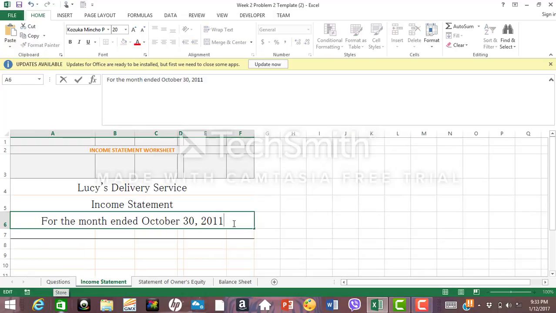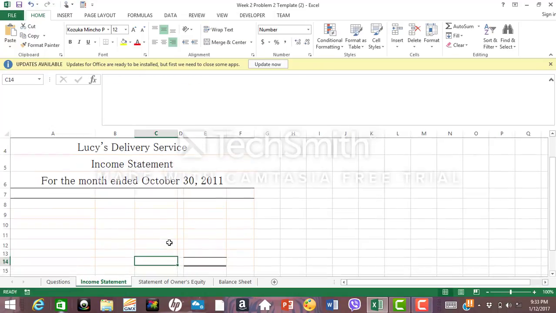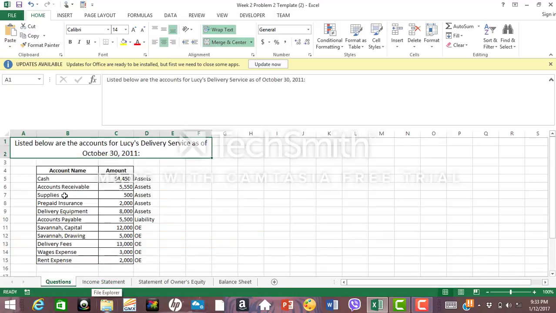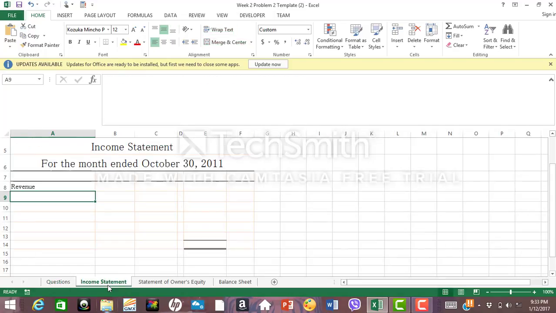All right, so the next thing is we want to go down here so we can enter the transactions. The income statement is basically your revenue minus your expenses. As far as revenues, we only have one revenue, and it is delivery fees, not delivery equipment, of $13,000.